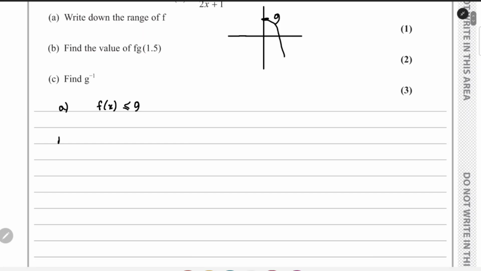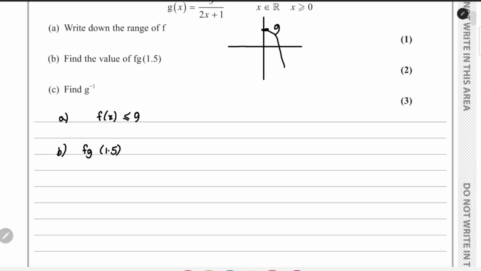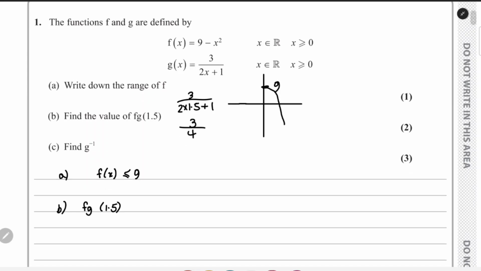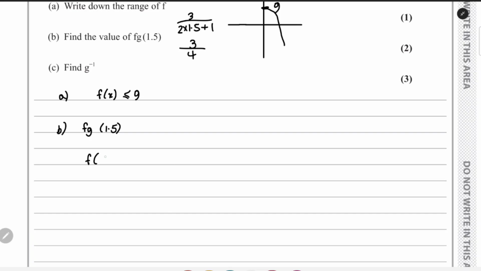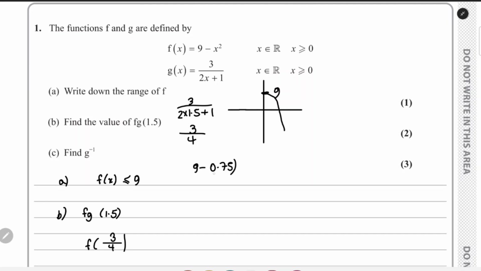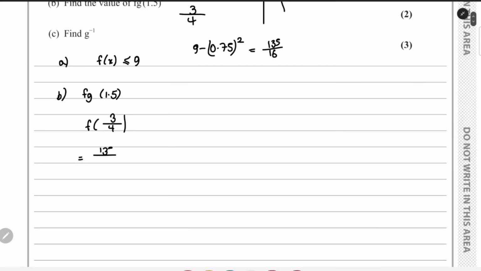Now we have to find the value of function f g 1.5. So this basically means I place the value of g of 1.5 inside the function f. Now if I place 1.5 in g, I'll get 3 divided by 2 times 1.5 plus 1. So 3 divided by 3 plus 1, which is 4. So I basically want to find f of 3 by 4 or 0.75. Basically place 0.75 over here. So I get 9 minus 0.75 square. This will come out to be 135 by 16.